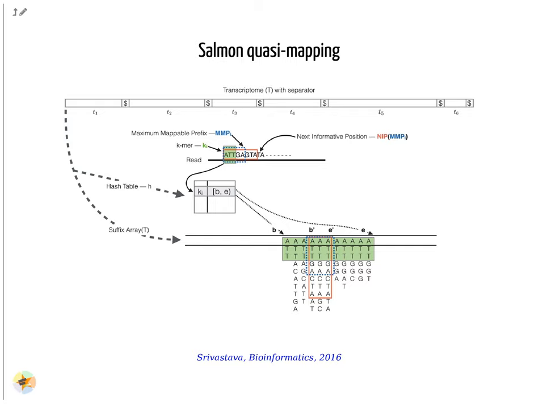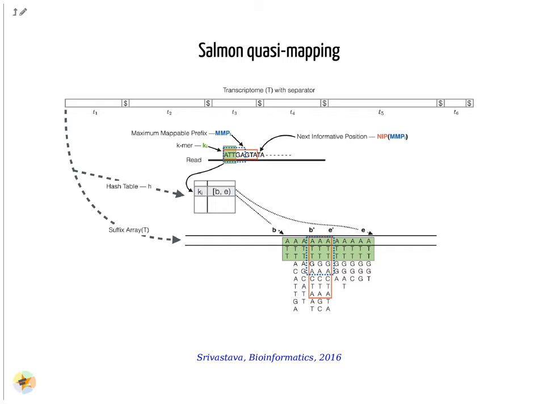This figure is an illustration of the quasi-mapping of a read using k equals 3. Hash table lookup of k-mer ATT returns the suffix array interval b and e. The current k-mer and its matching suffix intervals are colored in green. The base G at position 6 has a mismatch with a C on reference transcripts, representing a possible sequencing error. Hence, the first 5 bases ATTGA is the maximal mappable prefix and the suffix array interval of this maximal mappable prefix is b' and e.